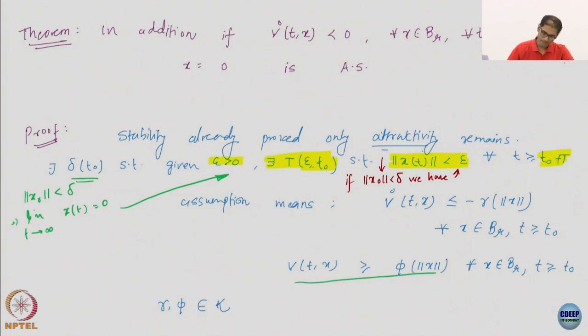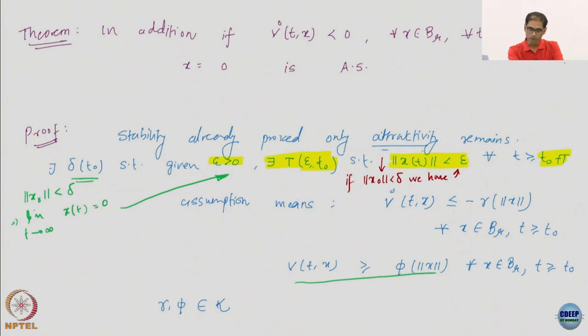How do I say it? Attractivity is stated as there exists a delta which could be potentially depending on initial time, such that if you are given an epsilon, okay, now there is an epsilon also. In the earlier definition, in the limit based definition, there was no epsilon. So if I am given an epsilon, there exists a time which depends on epsilon and t0, such that your norm of the vector becomes less than epsilon for time larger than t0 plus t.